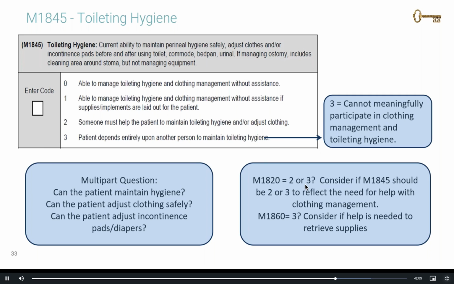What did I say about that lower body dressing when I think about toileting hygiene, since it does include clothing management? And with M1860, I want to be thinking about, did I say they could move around? Because if they're going to need help to retrieve supplies, I want to be reflecting that here. So I'm thinking about it not just from the perspective of the actual hygiene, but also how are they getting the supplies that they need to perform the hygiene?